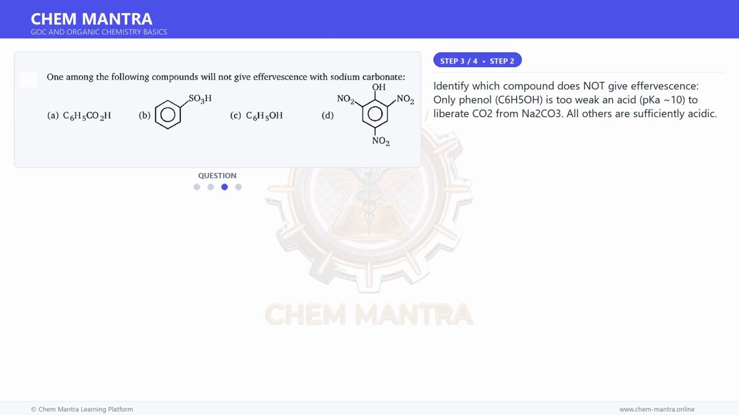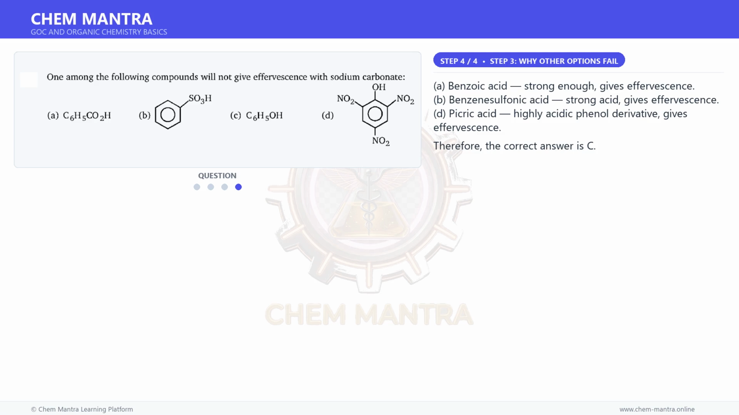Identify which compound does not give effervescence. Only phenol, C6H5OH, is too weak an acid, pKa 10, to liberate CO2 from Na2CO3. All others are sufficiently acidic. And for the final step.